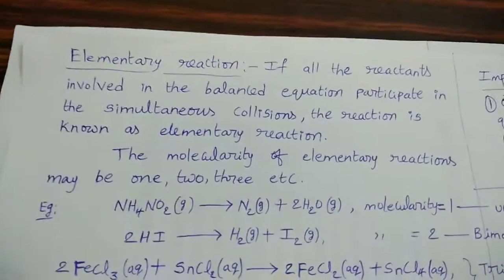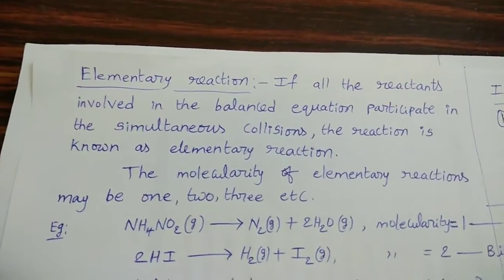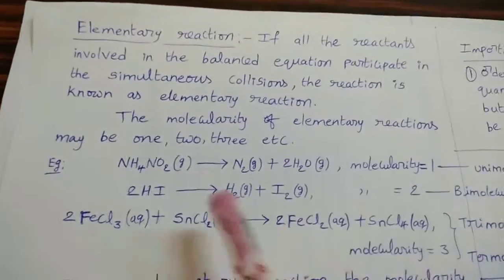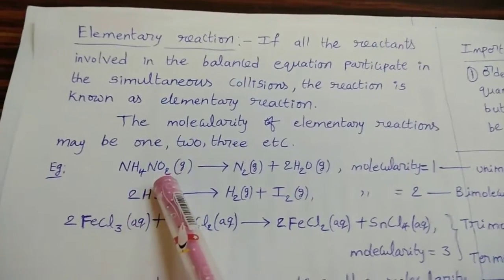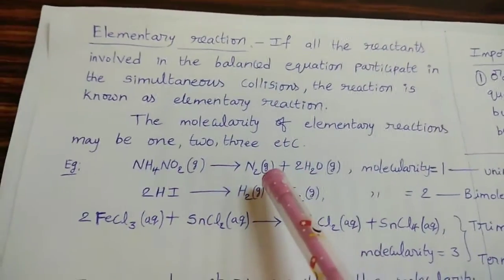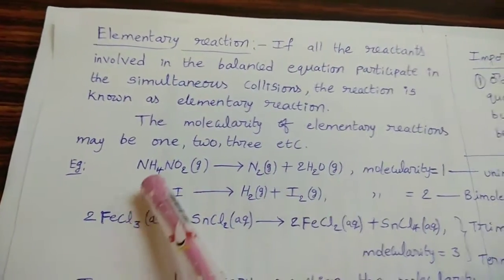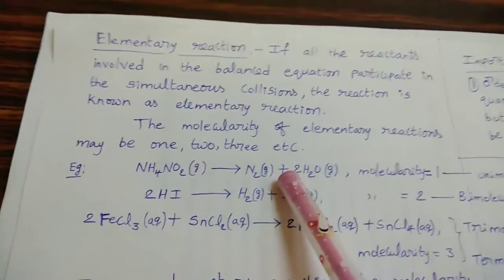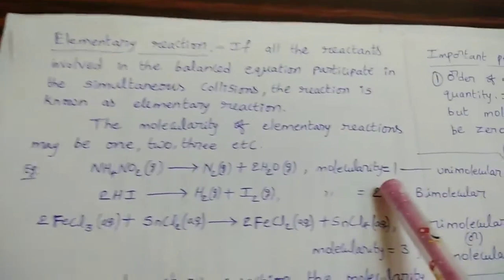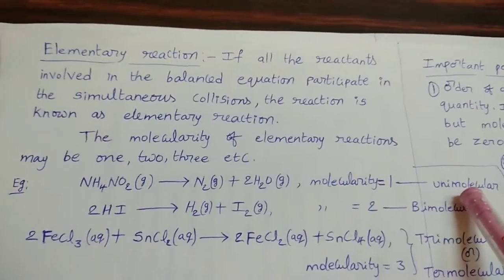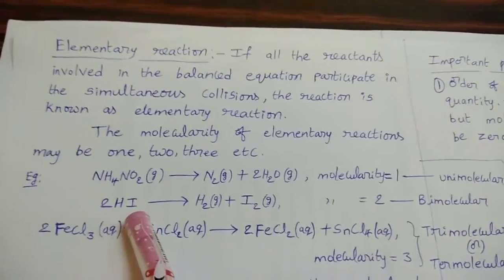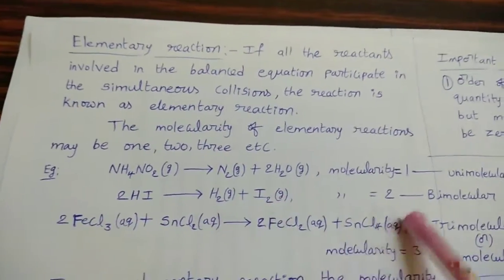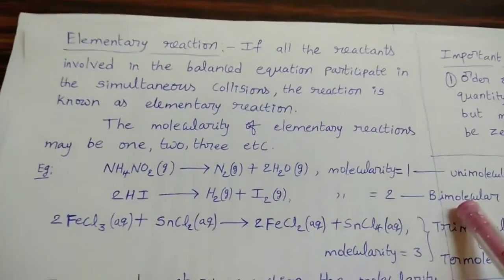Okay, so the molecularity of elementary reactions may be 1, 2, 3, etc. See this one, ammonium nitrite NH4NO2 undergoes reaction to form nitrogen and water. In this, one molecule participates. So this is the balanced equation for this chemical reaction. Molecularity 1, so this is called a unimolecular reaction. Two molecules of HI undergo reaction, forming H2 and I2. So molecularity 2, this is bimolecular.